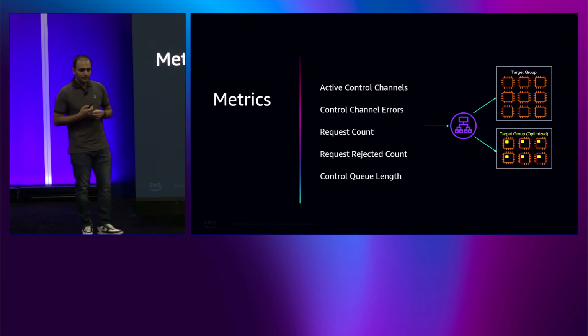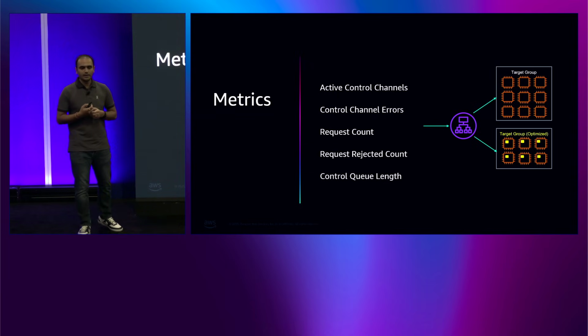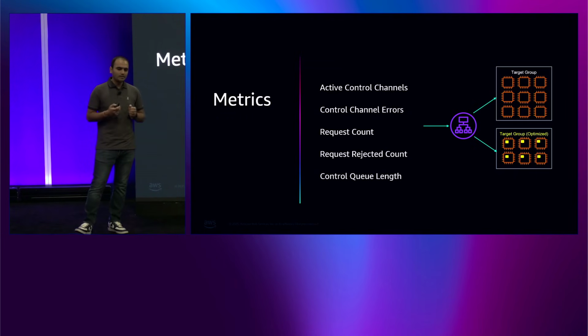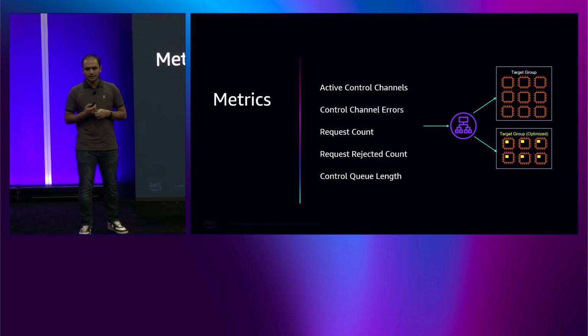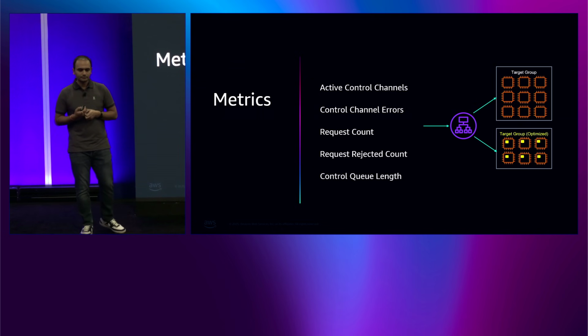We also have new metrics to help troubleshoot and monitor Target Optimizer. So you can monitor the active control channels between the load balancer and the agents, any channels that are running into errors, how many requests went to a target optimized target group, how many of them were rejected, and also the control queue length. The control queue length is essentially the number of signals that the load balancer has received from the agents that are running on the targets.